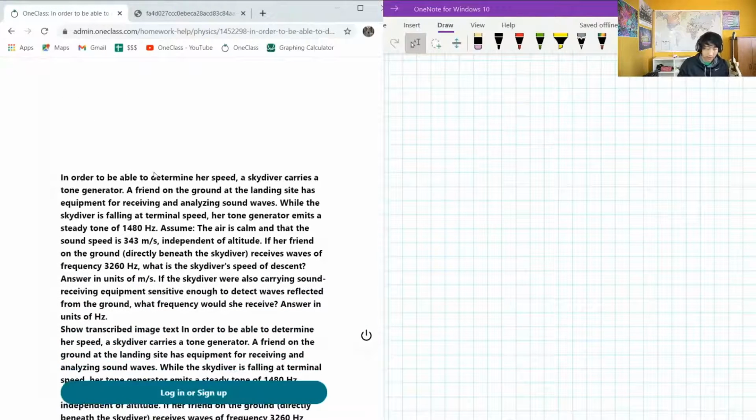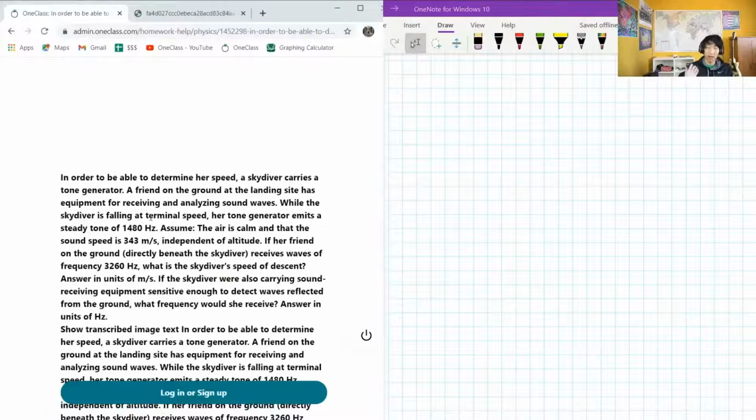Okay, so this is the next question that we have on the menu today, and it's presenting us a situation where we have a skydiver that is trying to figure out her speed. The skydiver is carrying a tone generator, pretty much just a speaker that makes a single frequency of sound. The skydiver's friend, who's on the ground, has equipment for receiving the sound waves, and the skydiver is falling at terminal speed, which means that the skydiver is at a constant velocity.